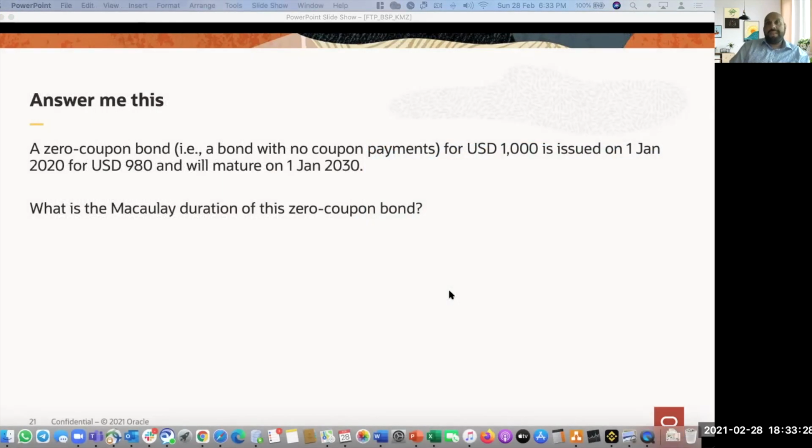Now, to check your understanding, think about this. A zero coupon bond is a bond with no coupon payments. For USD 1,000, it is issued on 1st of January 2020 for USD 980 and will mature on 1st of Jan 2030. What is the Macaulay duration of this zero coupon bond?